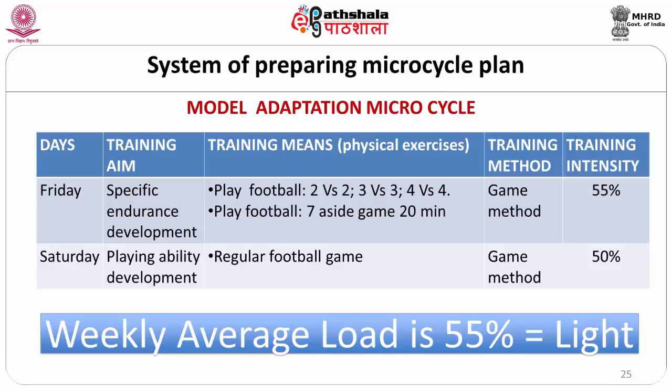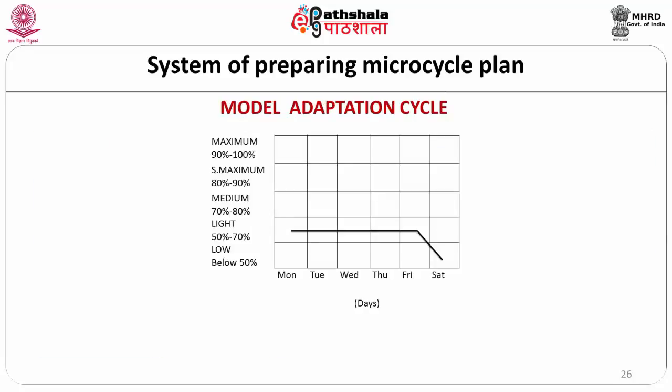The weekly average training load is 55%, that is equal to light training intensity. Please have a glance at this model adaptation cycle. Monday, Tuesday, Wednesday, Thursday and Friday light intensity, and on Saturday low intensity, and definitely there will be an adaptation at the end of the week.